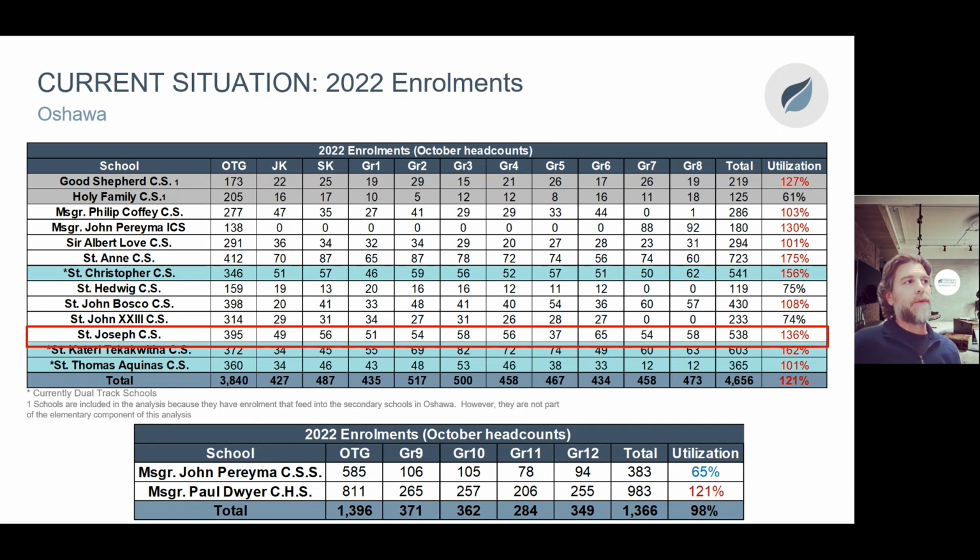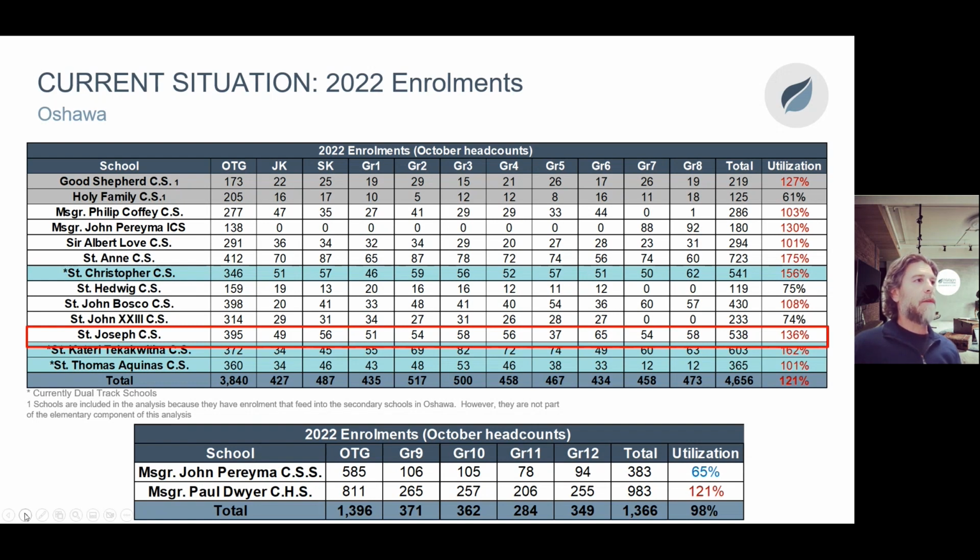When we're looking at St. Joseph specifically, the school has an OTG capacity of 395, so that's the permanent space that it was built for. It currently has an enrollment of 538, so over the capacity of that school, and it results in a utilization rate of 136%.